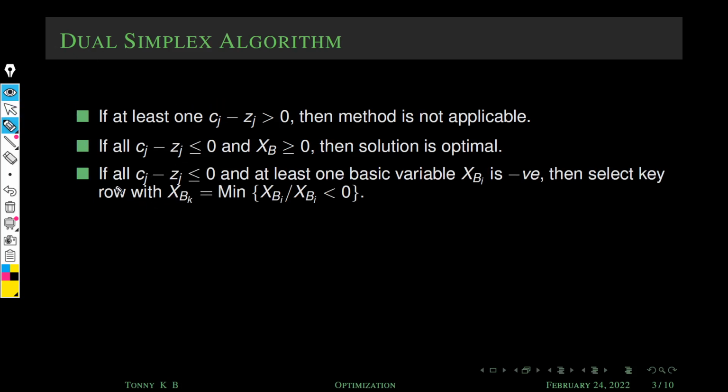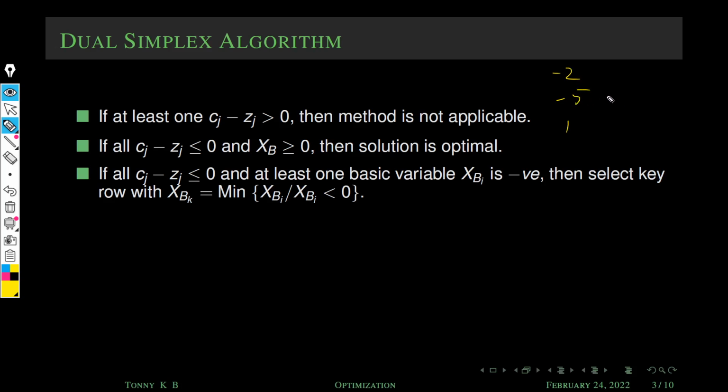Next, if all Cj minus Zj are less than or equal to 0 and at least one basic variable is negative: if all the xb's are positive, then that is the optimal solution. If at least one xb is negative, then select the key row with xbk. What is xbk? It is the minimum of such negative xbi's. Suppose we have minus 2, minus 5, 1, and suppose these are the present basic solutions. Then at least one negative is there.